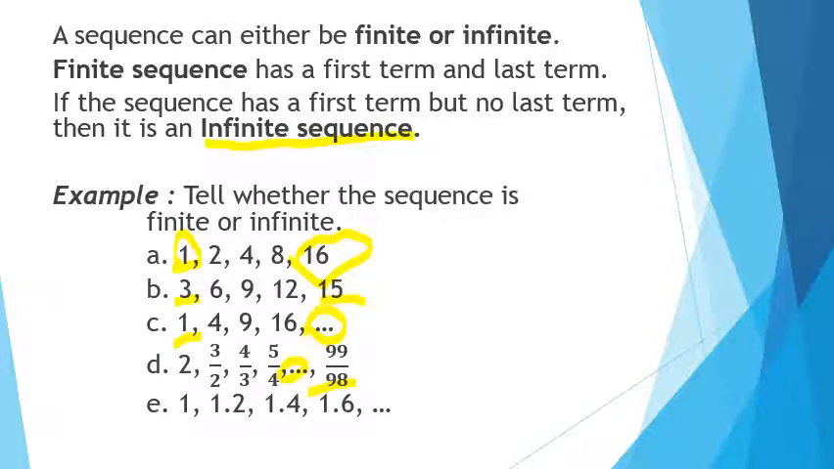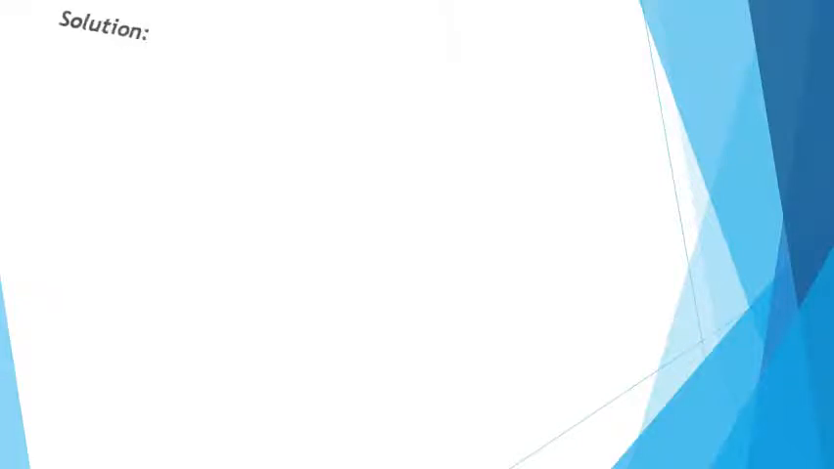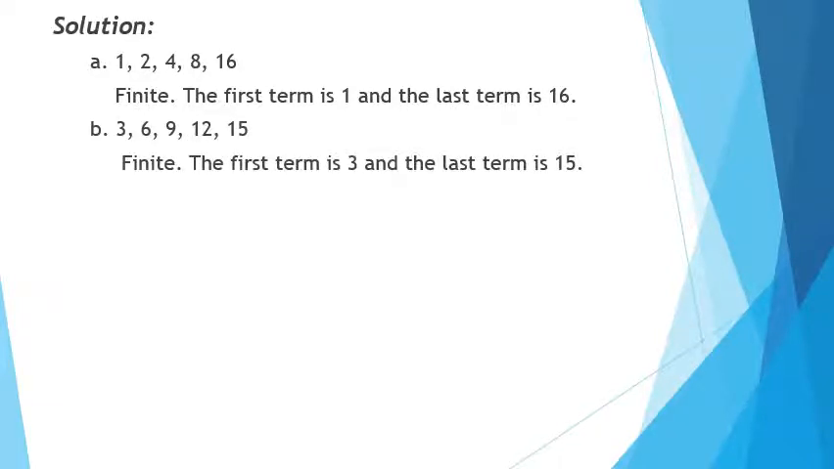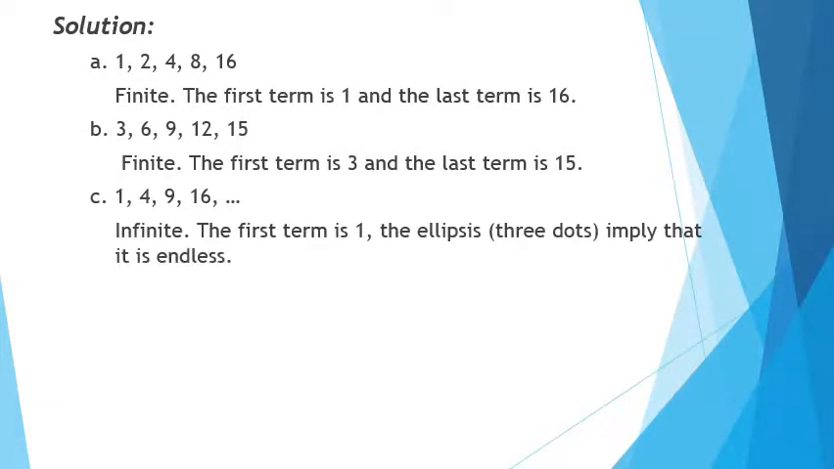Next. Tingnan natin. So, ganito lang kasimple. Since sa 3 dots siya nag-end, therefore, this is an example of infinite sequence. So, we have here 1, 2, 4. Okay. So, ito na yung sinabi ko kanina. The answers.